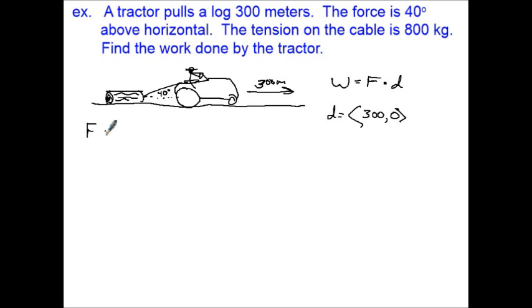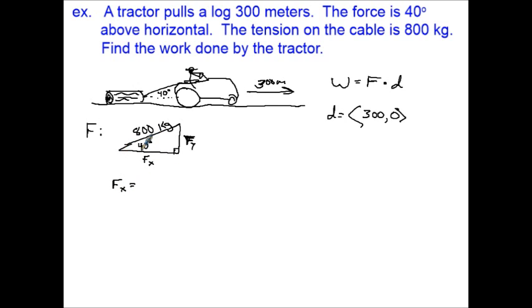For force, first things first, let me pull that triangle out and make it a little nicer to see. Here's my 40-degree angle, and the tension here is 800 kilograms. If I want my component form, because that's what I need to do a dot product, I've got to figure out my force in the y direction and my force in the x direction. The good news is, since I'm dealing with horizontal versus vertical, I have a right angle and I can use SOHCAHTOA.